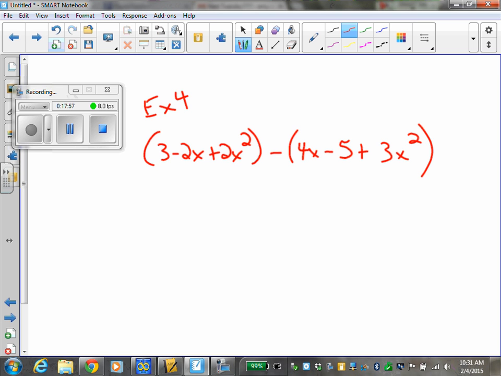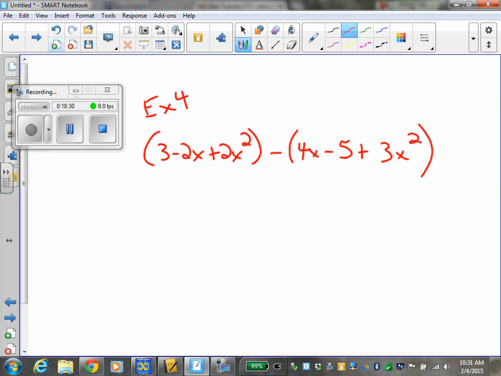Okay, how many will agree with this statement? You would rather add than subtract. Most of us. So, let's change this to an addition problem. And then we can just add. Does that sound good? So, what we are going to do is, this says we're subtracting. Are we subtracting just the 4x, or am I subtracting all of this stuff? All of it.